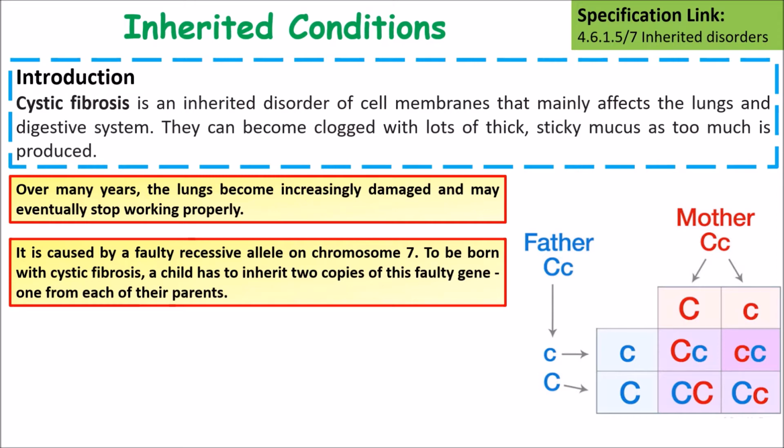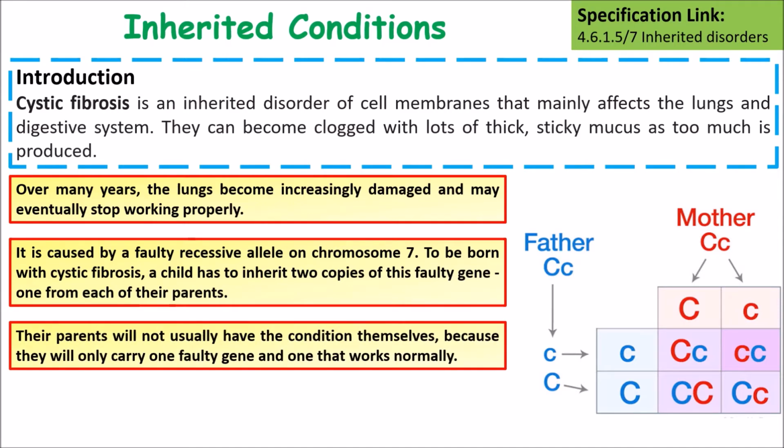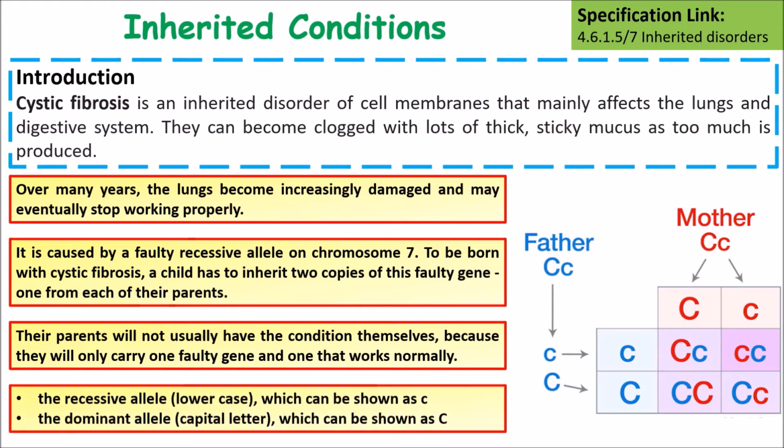To be born with cystic fibrosis, a child has to inherit 2 copies of this faulty gene, one from each of their parents. Their parents will not usually have the condition themselves because they will only carry one faulty gene and one gene that works normally. The recessive allele can be shown as a small c, whereas the dominant allele is shown by a capital C.